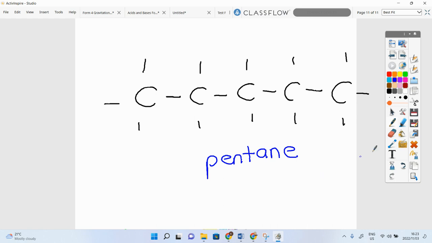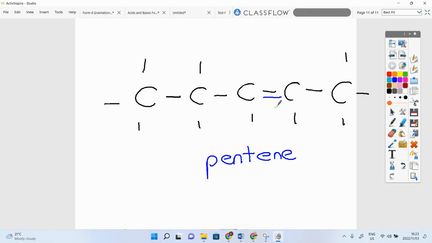But if I do have a double bond, I need to take two of these away and it will form a double bond for me. But now it's not pentane anymore. What is it now? It's pentene. Taking from the side that's closest to the double bond. Now you could draw the double bond there or there or there, you don't know where. So you need to tell this guy on the other side of the world where this is.